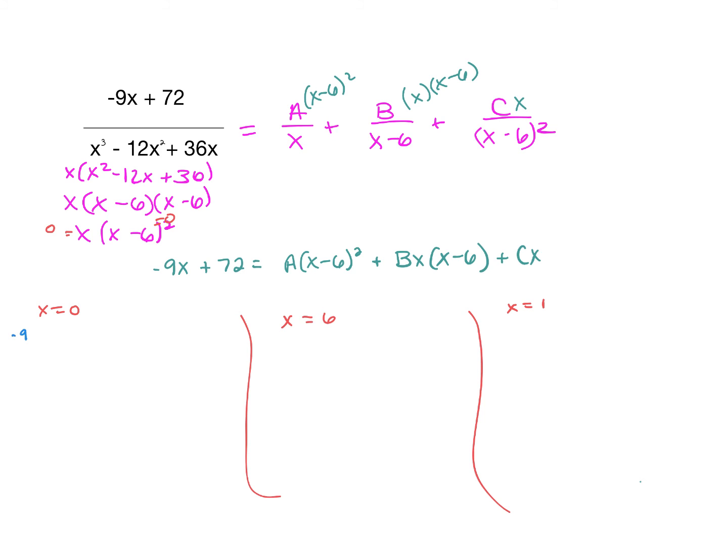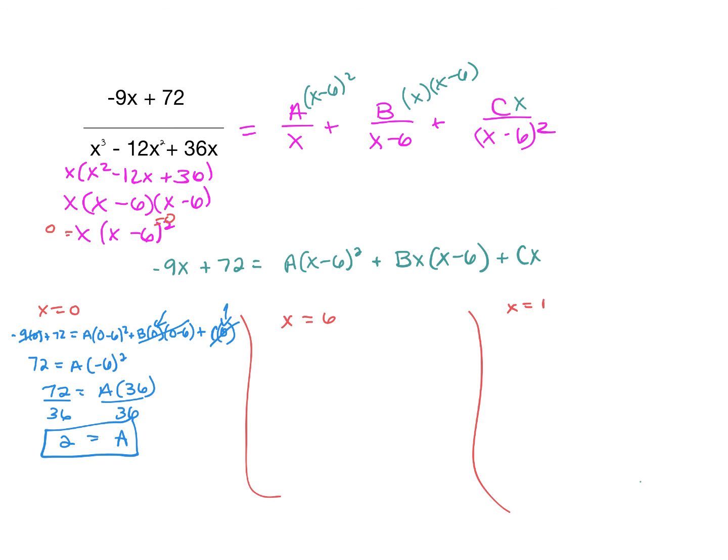Plug in the 0. -9 times 0 plus 72 equals a, 0 minus 6 squared, plus b times 0 minus 6, plus c times 0. So I get 0 here, 72 equals a times -6 squared. This 0 makes this cancel out. This 0 makes this cancel out. 72 equals a times 36. Divide both sides by 36. And a is 2.